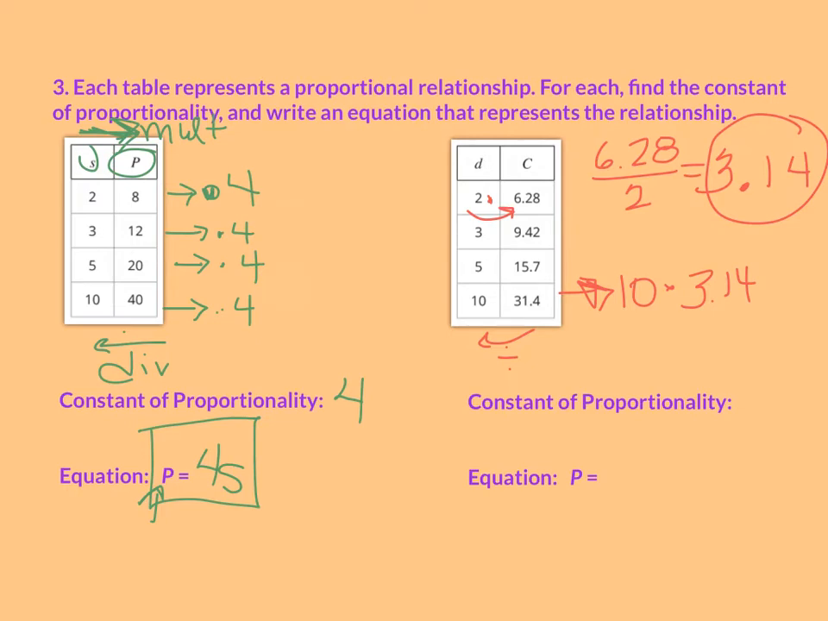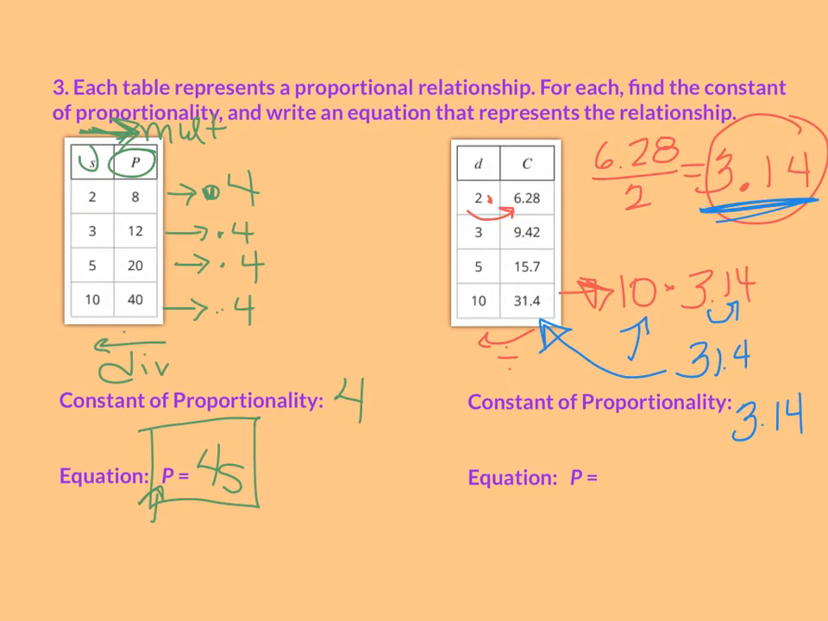I know whenever I multiply by 10, I move the decimal one place. So here's my decimal. I move it one place. That's going to be 31.4. And look at that. There it is. So that means that my constant of proportionality is 3.14.